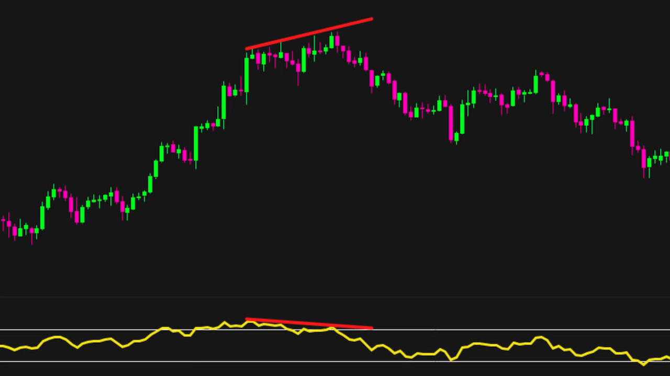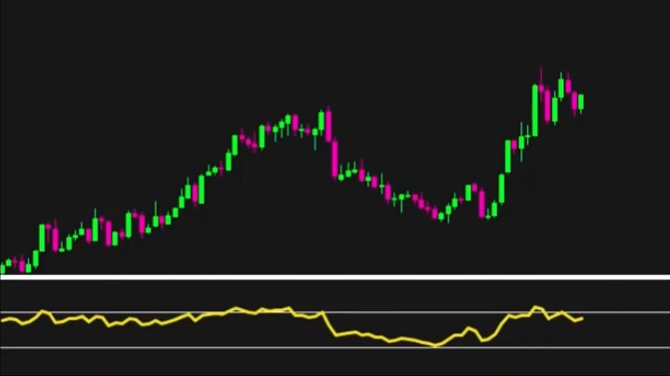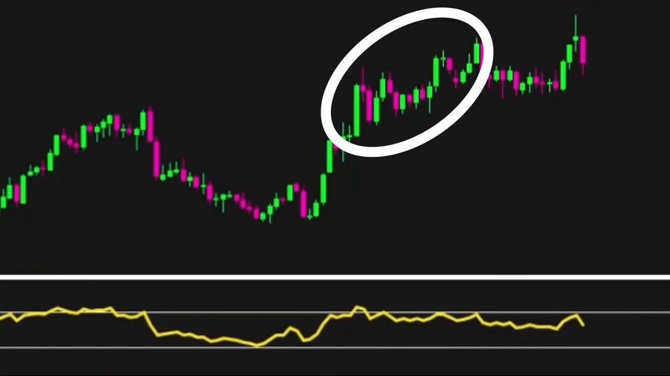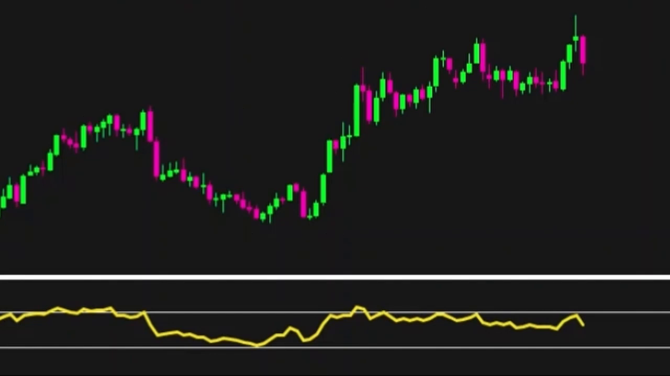Now that we have learned about the divergences, let us move to its strategy. So, here on this chart, we have the market making higher highs and higher lows, which indicates the market is in an uptrend. The market is currently making smaller impulsive moves and bigger corrective moves. This indicates that the current market trend is weakening and a new trend may start very soon. The sellers are increasing and the buyers are weakening.